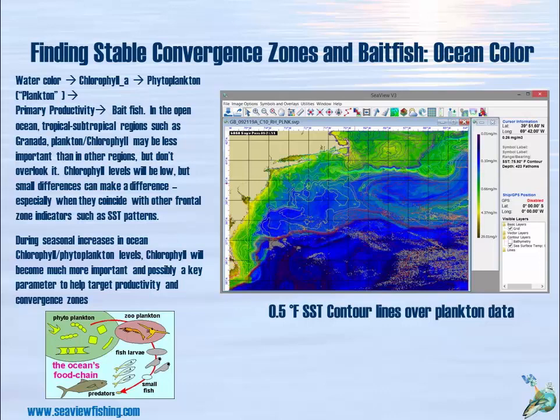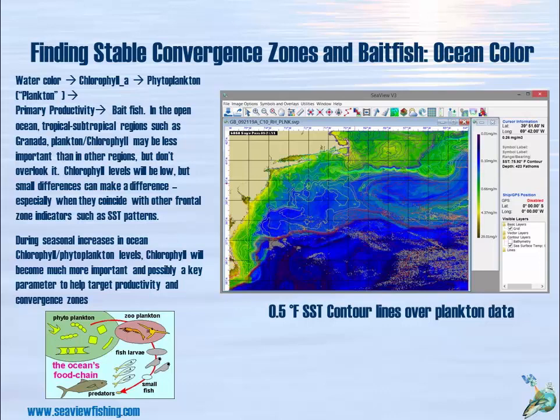On the clear side of the phytoplankton blooms, remember the best of both worlds theory. This is where we would be able to look for predatory species, especially if on or near areas of oceanographic convergence. In the open ocean, plankton and chlorophyll may be less important than in other regions, but don't overlook it.